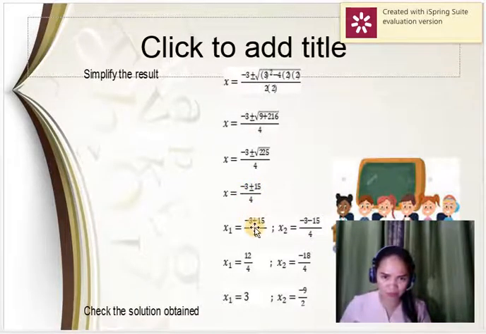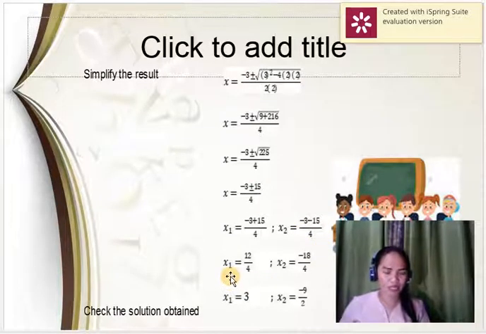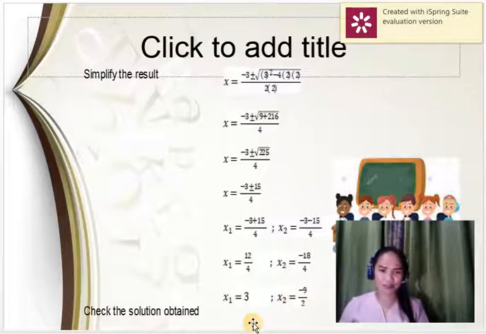So negative 3 plus 15 all over 4. We have negative 3 minus 15 all over 4. Okay. X sub 1 is 12 divided by 4, which is 3. X sub 2 is negative 18 over 4, which is equal to negative 9 over 2. Okay, there you go.